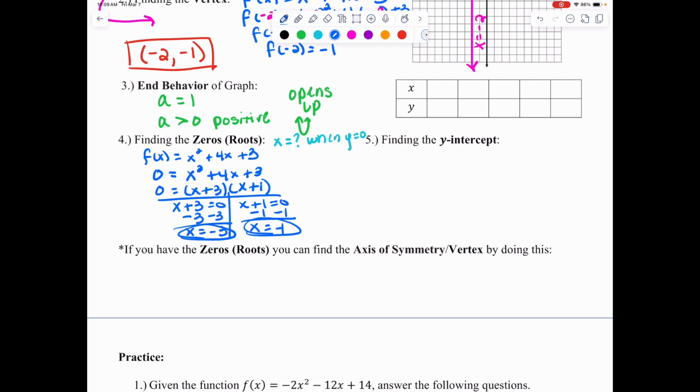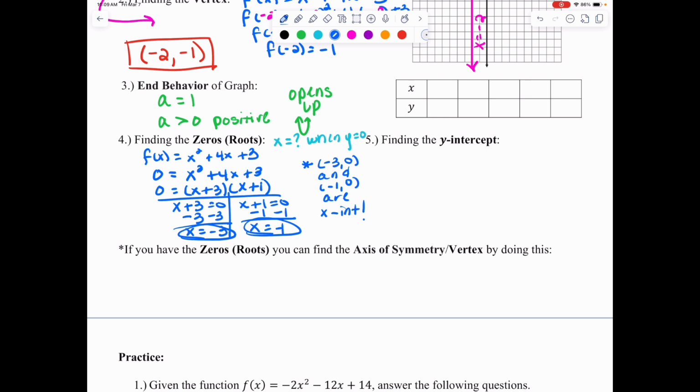Now I want to make a little note about this. Those are the x values of the x-intercepts. So remember, negative 3, 0, and negative 1, 0 are the x-intercepts. So the roots are the x values of those coordinates.